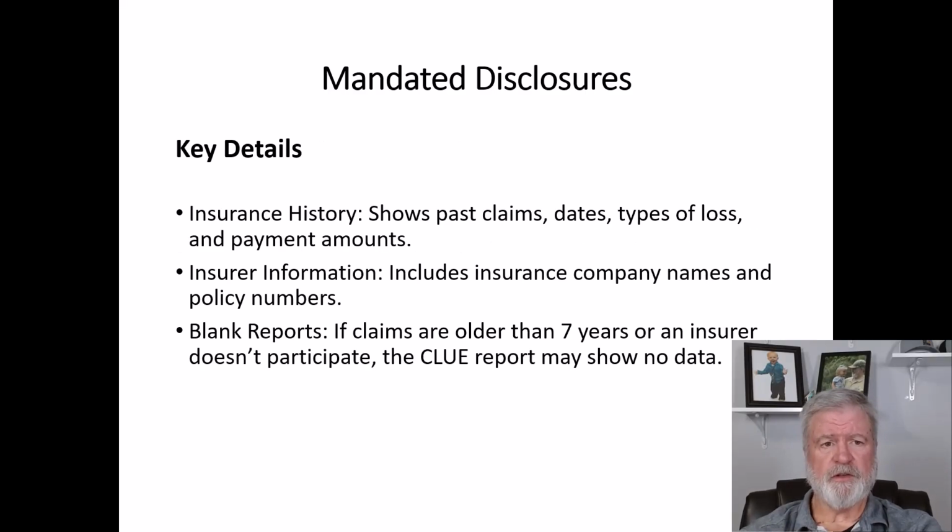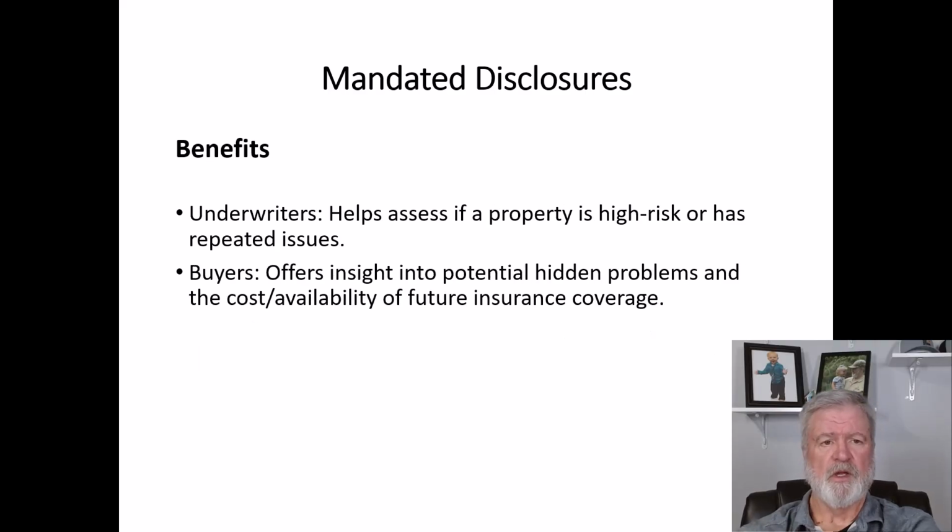So, they can be a pretty big deal. But, again, here you see the details of this clue report. In fact, it says here claims older than 7 years sometimes may not be listed. So at least you can get at least 7 years worth of data on any significant claims that have been filed against that property. Okay, so that's a good thing.